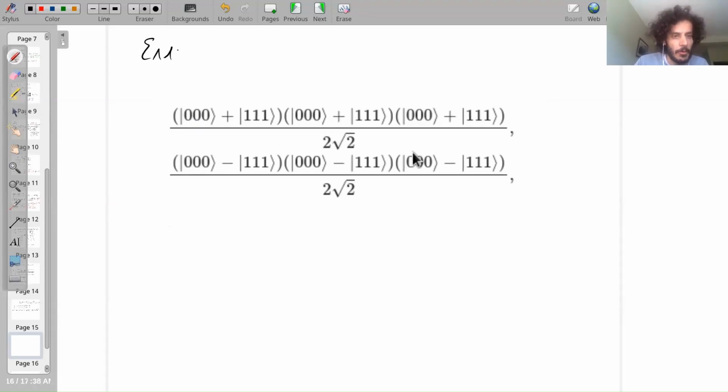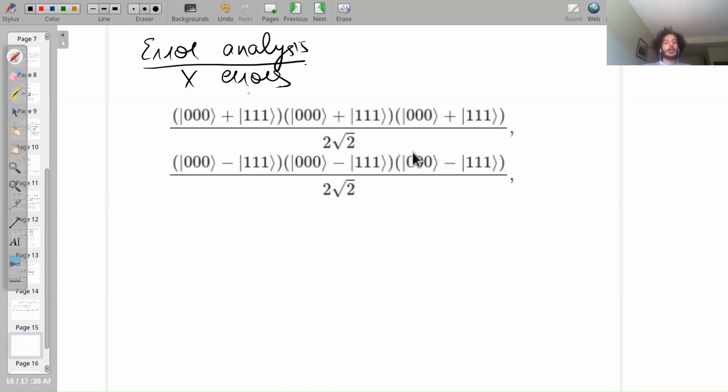Okay, so let's imagine X errors. What we're going to do is apply different errors to these two states, right? Remember that the first guy is the encoding of the 0 state, and the second guy is the encoding of the 1 state. And if we show that these are correctable, then superpositions will also be correctable because of the linearity of quantum mechanics. So we'll just look at the correction of the basis states.